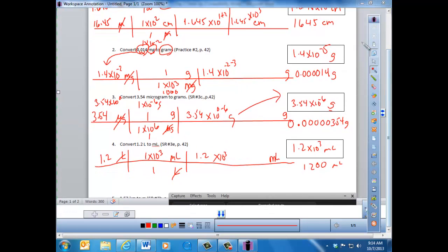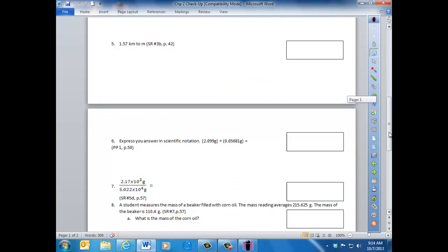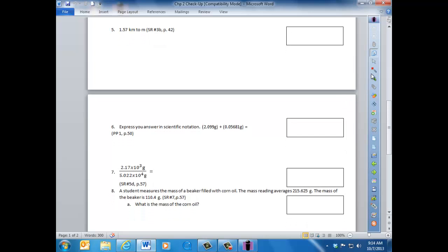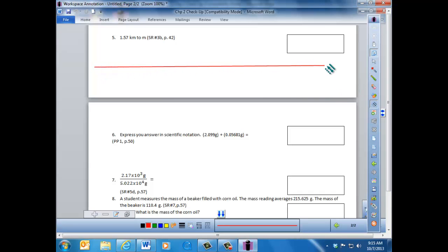Alright, so let's go down here to the next page, number 5. Let's see, number 5 is here. Okay? Once you see this, they're all pretty much the same, so you're going to use that line there, and you're going to take the unit that you're given, which is kilometers here, and you're going to convert kilometers to meters, and go ahead and just take it off, use the whole line if you need it.